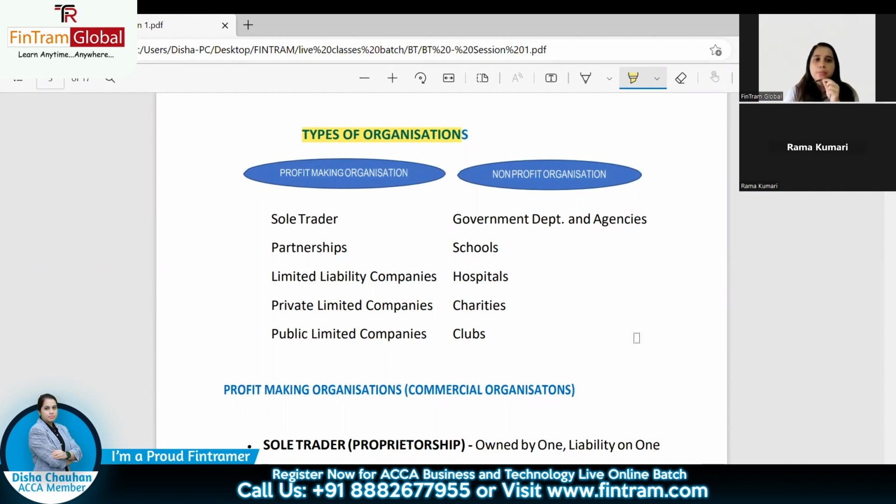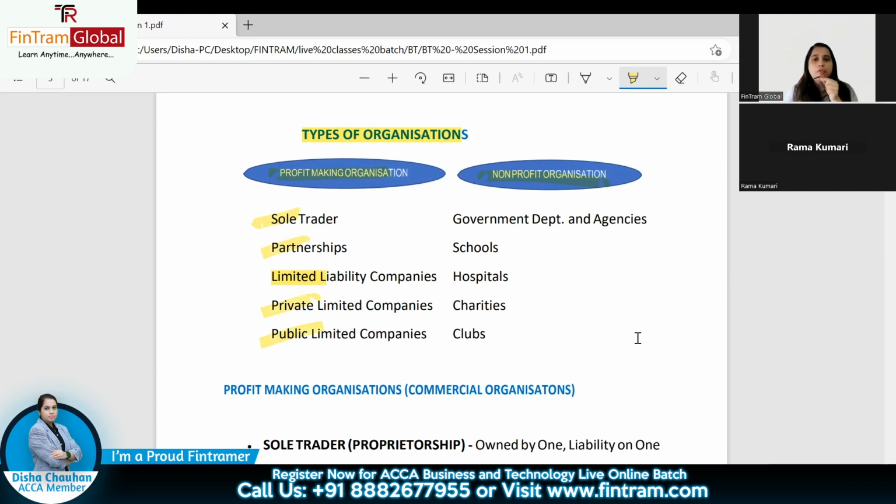So broadly, if we have to classify, there are two types of organization. We have profit-making organizations and not-for-profit organizations. As the name suggests, a profit-making organization is any organization whose ultimate or main aim is profit, and a not-for-profit organization's major aim is, of course, not profit. Under profit-making, there is sole trader, partnership. Then we have companies, limited liability companies. In that, there are two types: private limited and public limited. All of these things that I've just read out are covered in detail in the session.